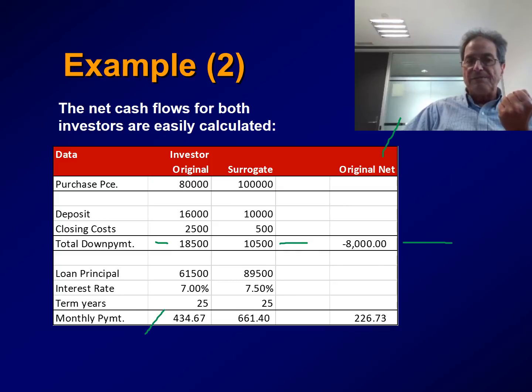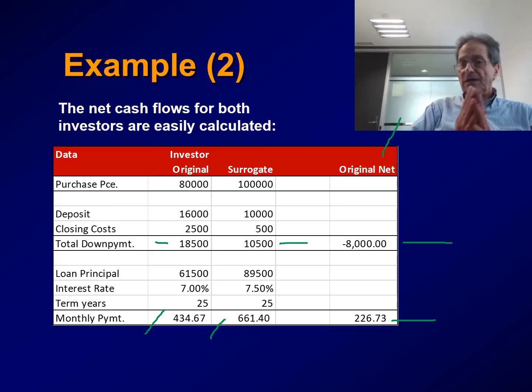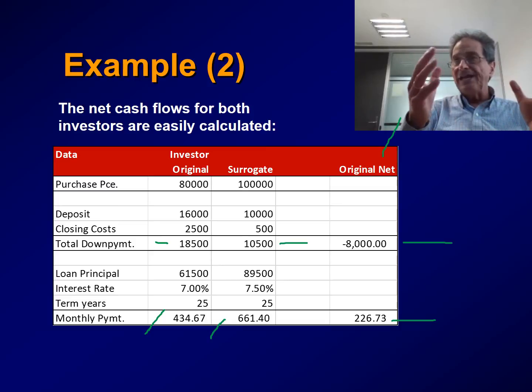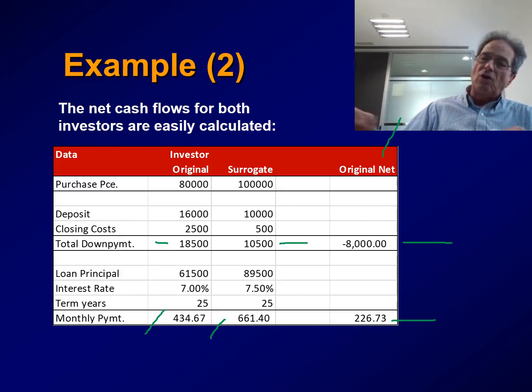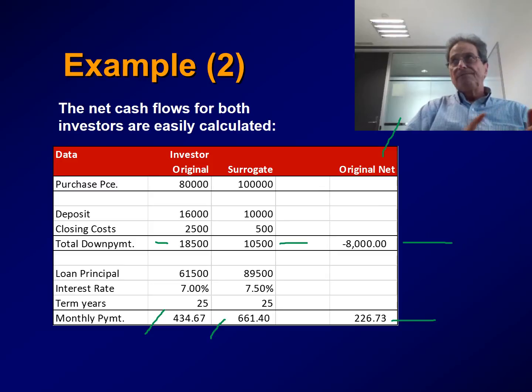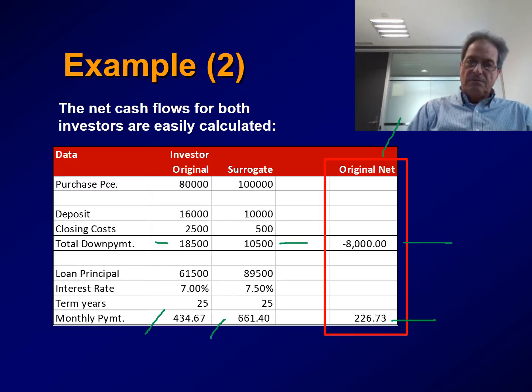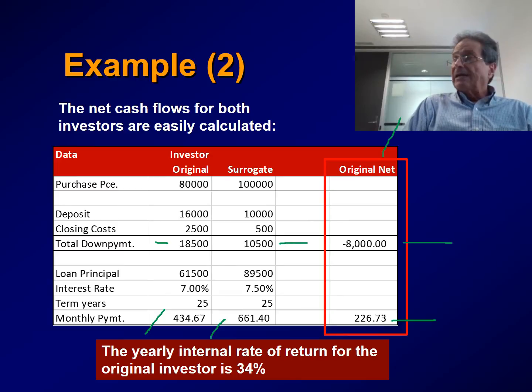We know that the original investor is paying monthly installments of $434.67 and is receiving $661.40 from the surrogate investor for a net income of $226.73. So the original investor ends up with a net cash flow of minus $8,000 at the beginning, and then a positive cash flow of $226.73 monthly over 25 years. We can calculate the internal rate of return of this investment by the original investor, and we see that the return is 34%, which is very, very attractive.